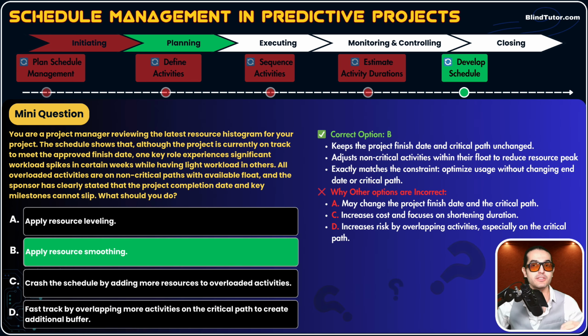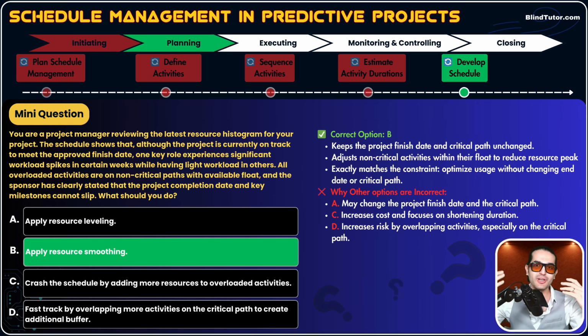Resource leveling applies on critical path activities. Guys, the question clearly states that the activities are on non-critical path and have float. That's why B is correct. Let's read the description. Resource smoothing keeps the project finish date and critical path unchanged. Remember, resource leveling changes the project finish date. Resource smoothing does not change the project finish date. And a sponsor has clearly stated that the project completion date and key milestones cannot change or slip, guys.